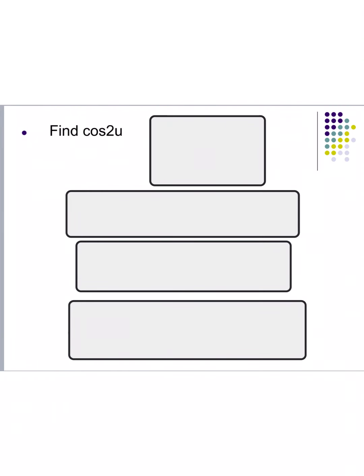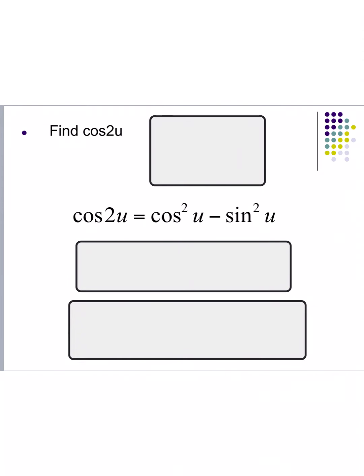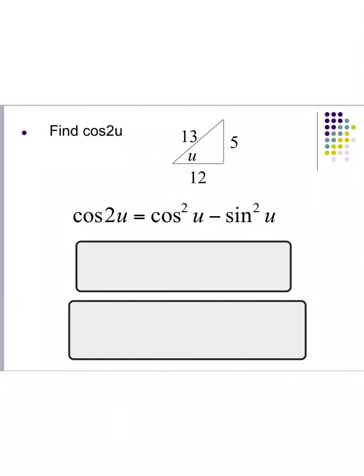For our cosine of 2u, once again, we want to look at our formula. In this case, we need to identify the cosine and the sine. We're going to do this for our same angle u from the previous example. So that means that we have our same triangle, where our adjacent side is 12, the opposite is 5, and our hypotenuse is 13.